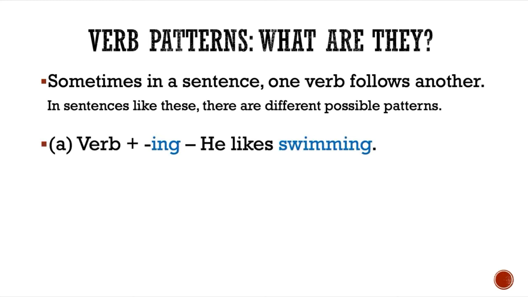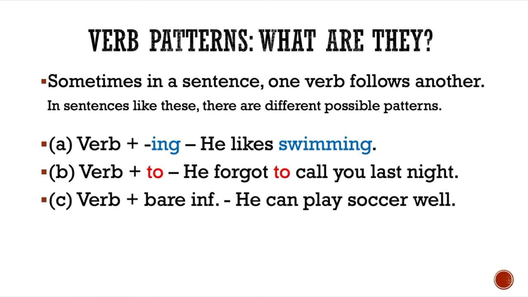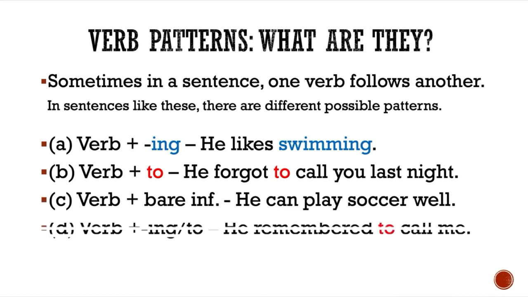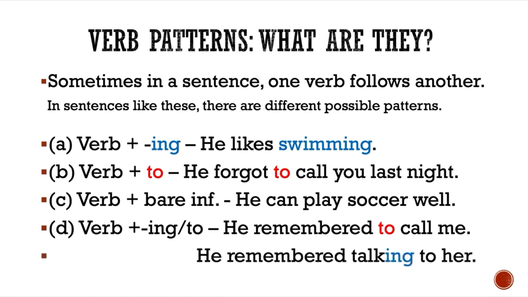A. Verb plus ing verb. He likes swimming, as an example. B. Verb plus to verb. He forgot to call you last night. C. Verb plus bare infinitive. He can play soccer well. And D. Verb plus ing verb or to verb. He remembered to call me, or he remembered talking to her.